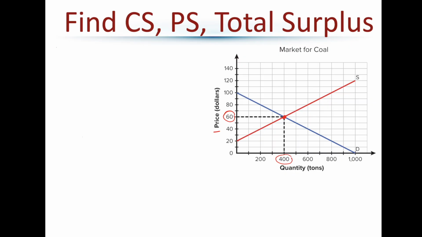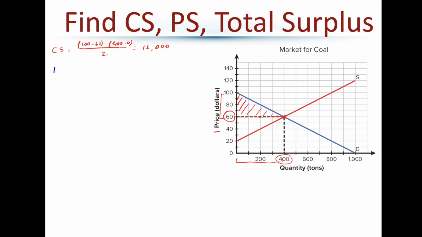How do we find the consumer surplus? Remember, the consumer surplus is the area above the price and below the demand curve. So it's this shaded area right here. To find it, we need to find the area of this triangle. That would be height times base divided by 2. The height of the triangle is 100 minus 60. The base of the triangle is 400 minus 0, divided by 2, is 16,000.